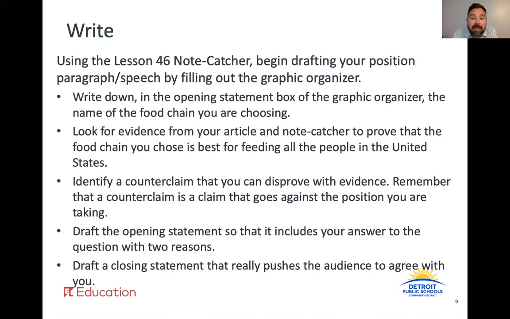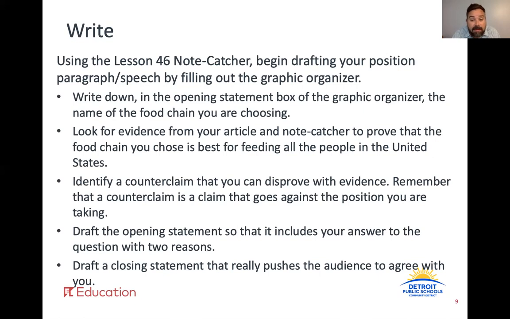Identify a counterclaim that you can disprove with evidence. And what I mean by that is a counterclaim would be a second food system or food chain, but you want to make sure that you're able to disprove it with evidence as to why it's not the best option, in your opinion. So remember that a counterclaim is a claim that goes against the position you are taking.